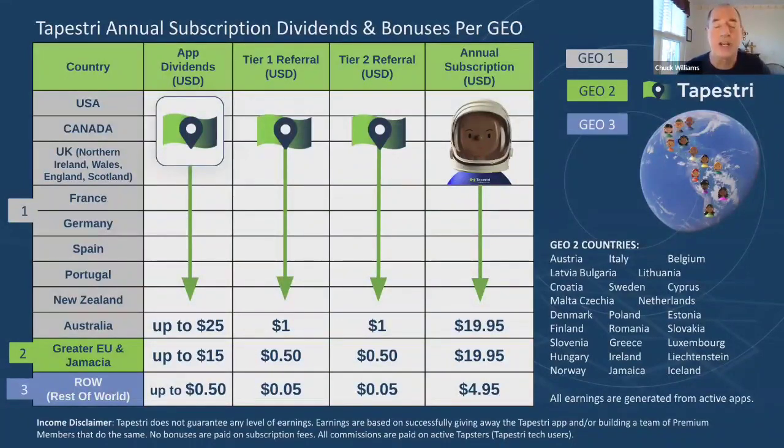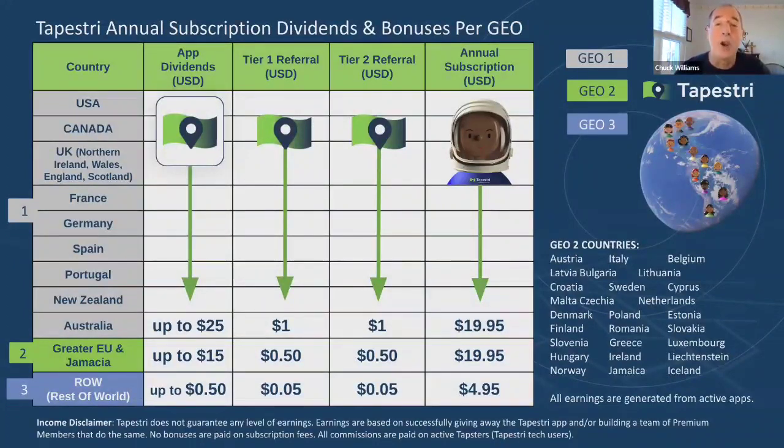Now, one point of interest here is you don't have to be in a particular geo to earn that money. You could be in a Geo 3 country, and as long as your customers are in Geo 1 or 2, you're earning the money that's paid out in the geo where your customer resides.